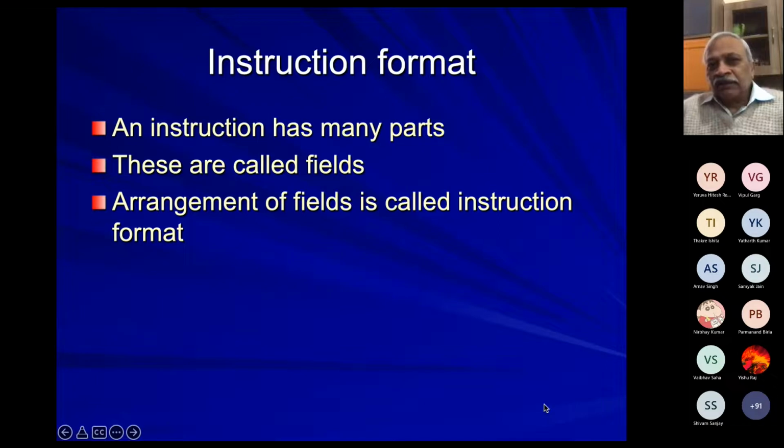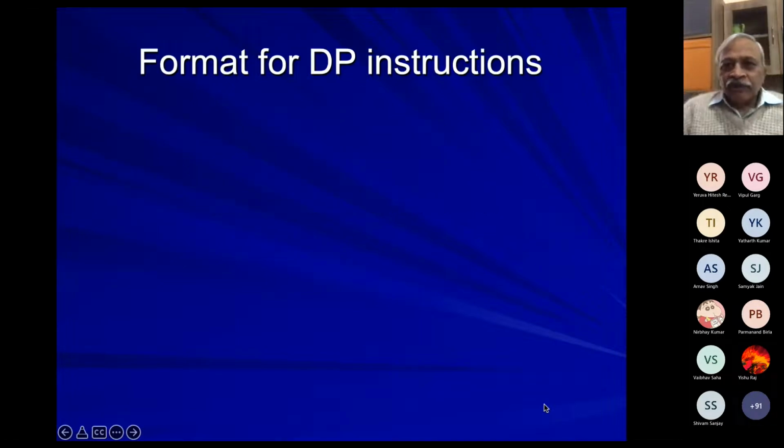So we talk of instruction format. The representation of instruction in binary form is defined in terms of some formats, because an instruction has several parts, several things it has to specify, and each of these parts is called a field. So an instruction has many fields, and the arrangement of fields is called the instruction format. So there are multiple instruction formats where different fields are arranged in a different manner. So first let's look at the so-called DP instructions, or data processing instructions, like add, subtract.